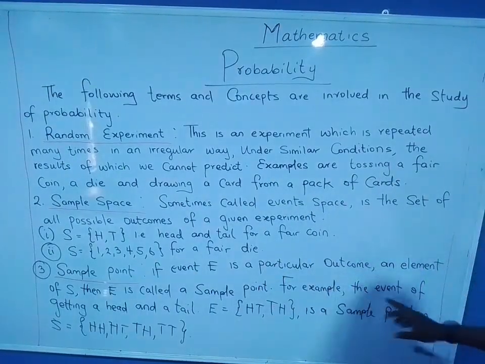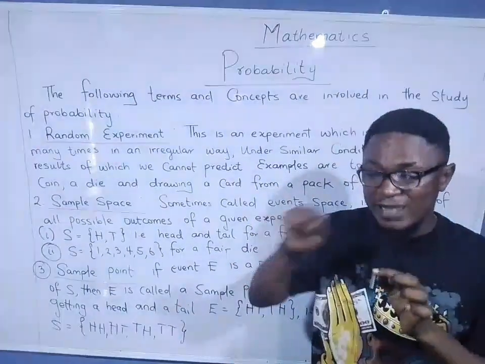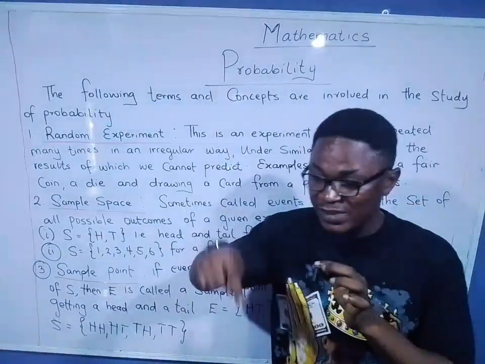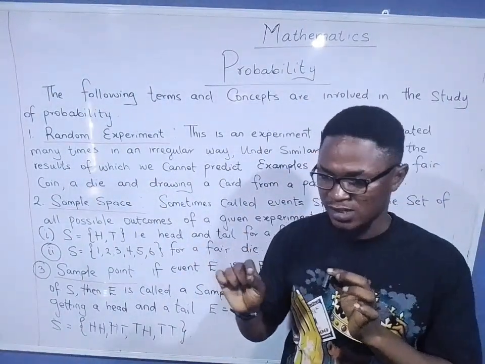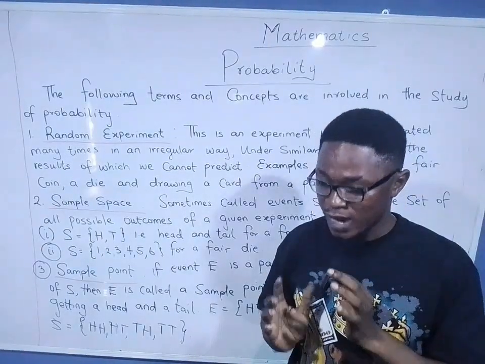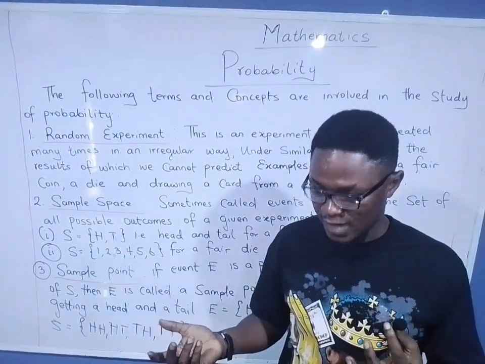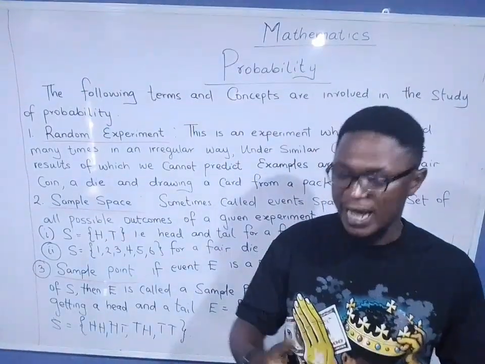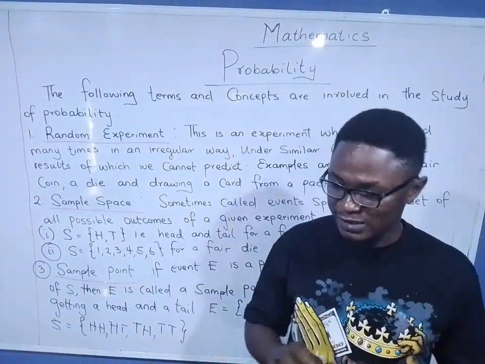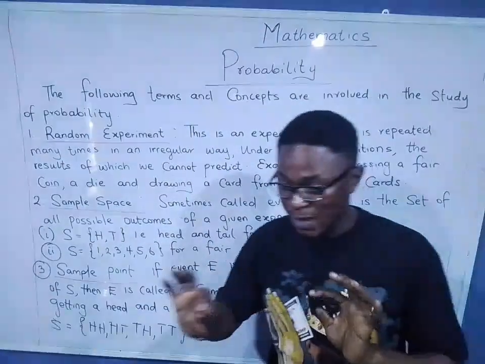What do I mean? For example, the event of getting a head and a tail. They will specifically tell you the points they want in the space. They will ask what is the probability of having a head and tail. When you throw the 2 coins, you have either head and tail, or tail and head, which is still the same thing. You have a head and you have a tail, that's what you are interested in. If you have head and head, no. If you have tail and tail, no. The sample point here is head and tail.